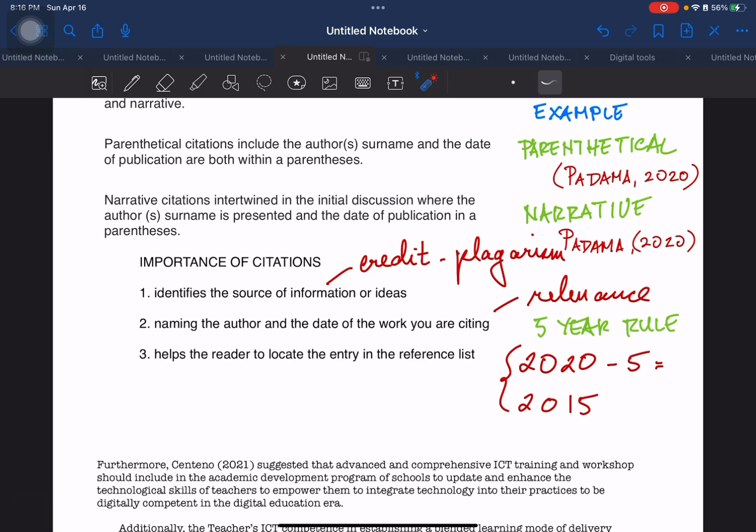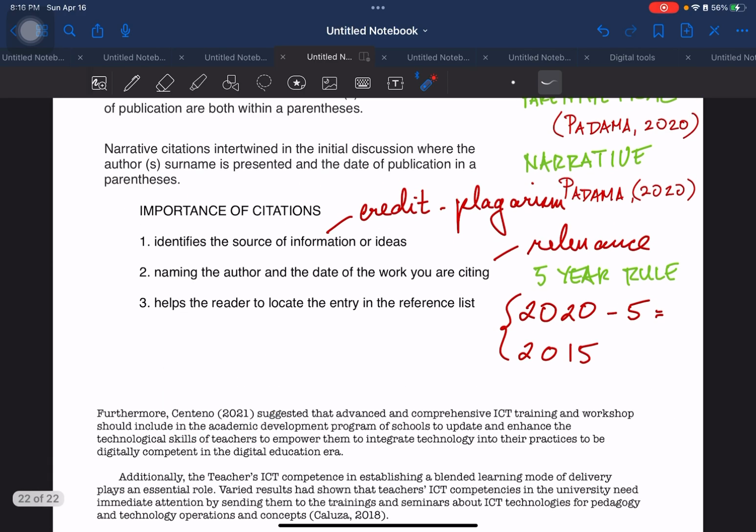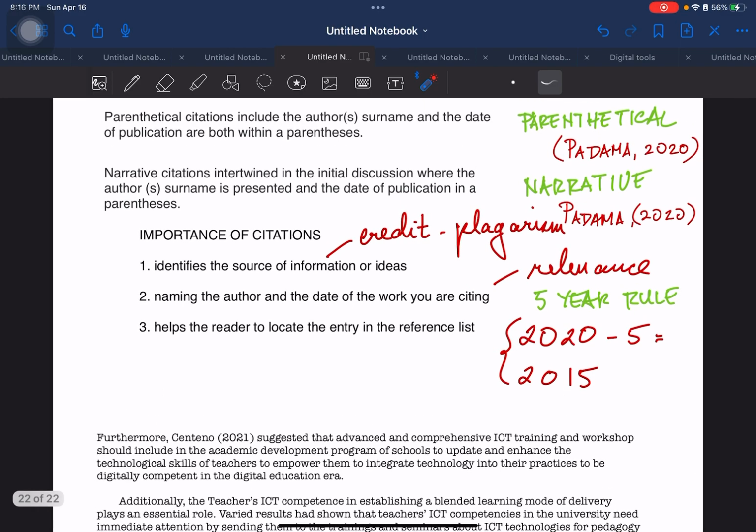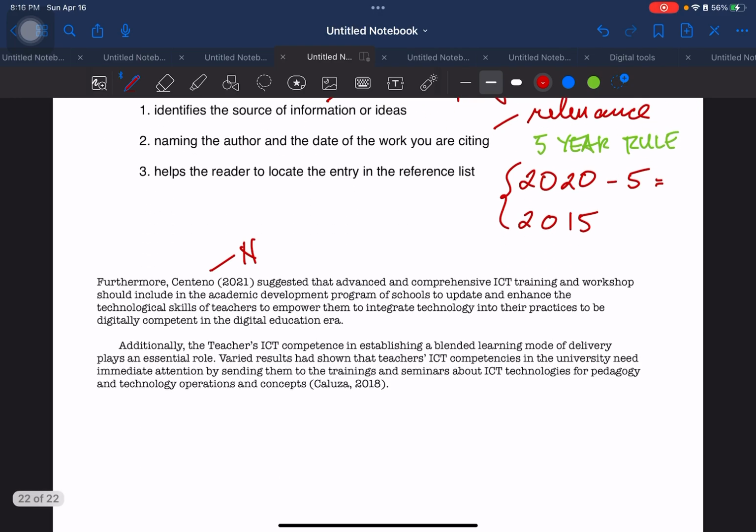citation. So again, going back to the definition, narrative citation is intertwined with the initial discussion where the author's surname is presented and the date of publication is in the parentheses. So this matches our definition of narrative citation. So let's put a mark on this one as letter N, narrative.